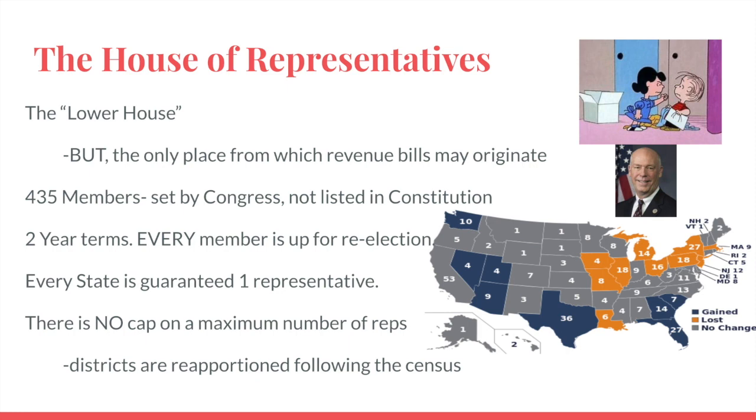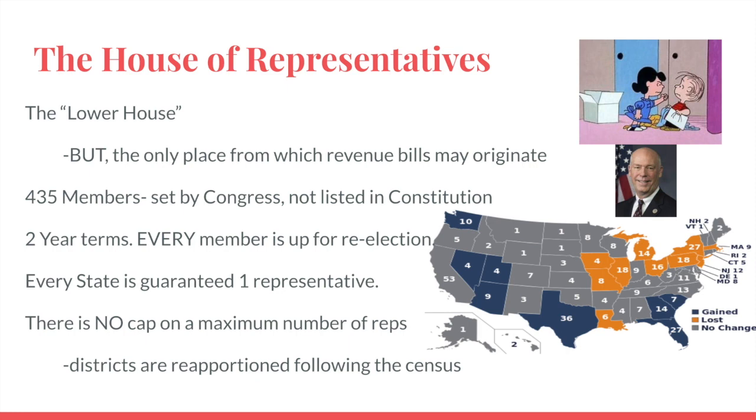But every state is guaranteed at least one representative, and there are additional numbers based on the size of the population and the portion of the population in each state. And we went over all that with the good census stuff. There's no cap on the maximum number of representatives outside of the fact that we are only allowed 435 and every state has to have one. So, you do the math there, but that's basically the same.